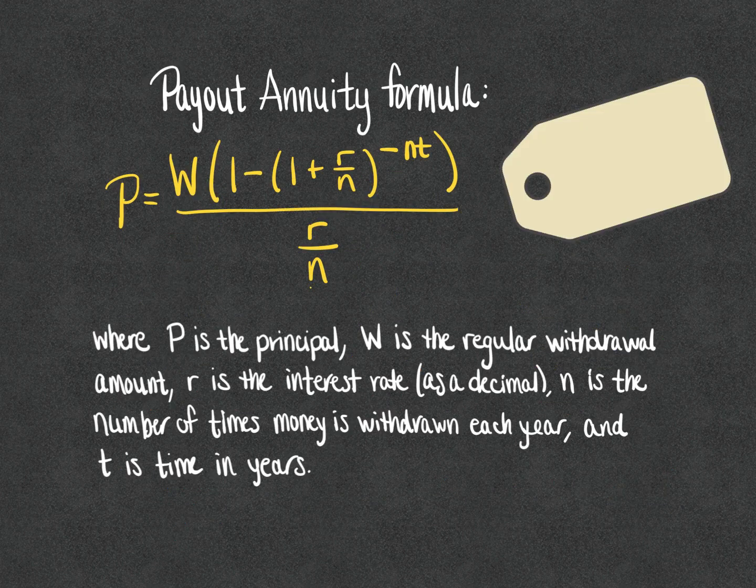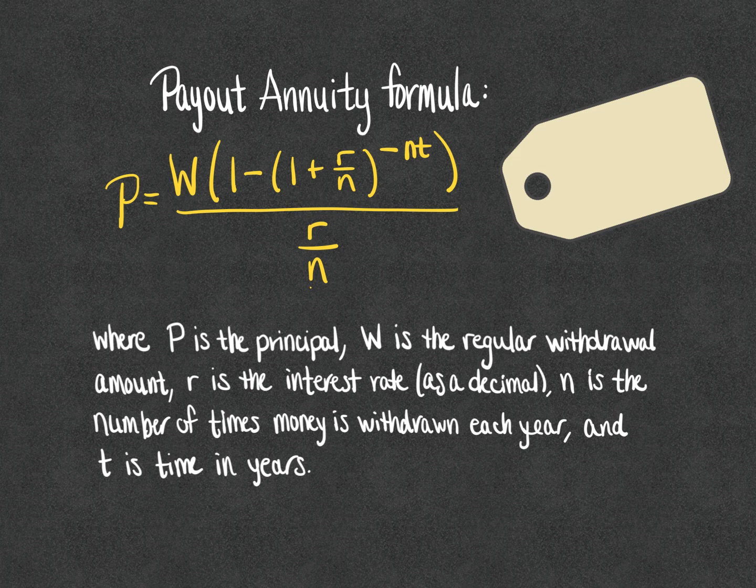The payout annuity formula is seen there on the screen. P is the principal. This is the starting amount that you have in your annuity. So you have set up a retirement account, and when you retire and you need to start taking the money out of your retirement account, that is the principal, the amount you have before you begin withdrawing.